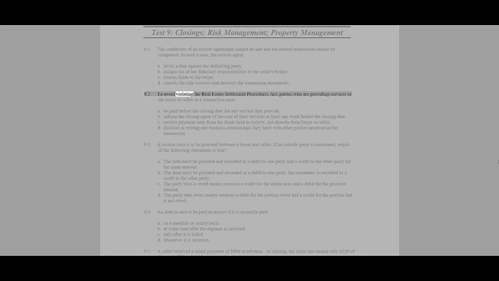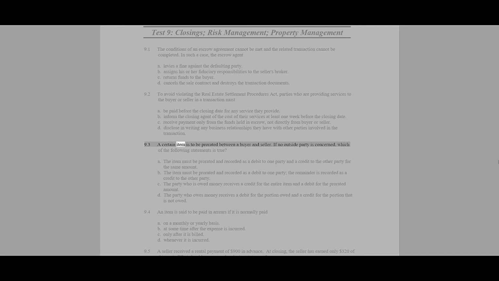9.2 To avoid violating the Real Estate Settlement Procedures Act, parties who are providing services to the buyer or seller in a transaction must A. be paid before the closing date for any service they provide. B. inform the closing agent of the cost of their services at least 1 week before the closing date. C. receive payment only from the funds held in escrow, not directly from buyer or seller. D. disclose in writing any business relationships they have with other parties involved in the transaction.